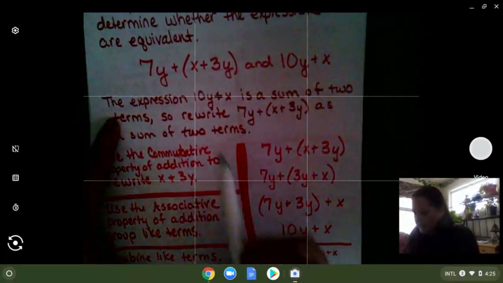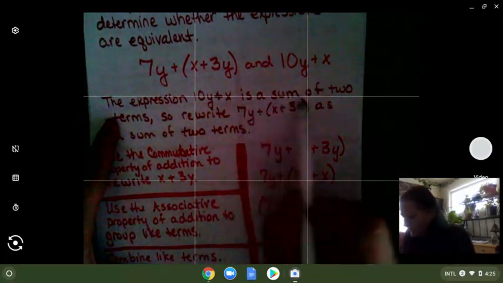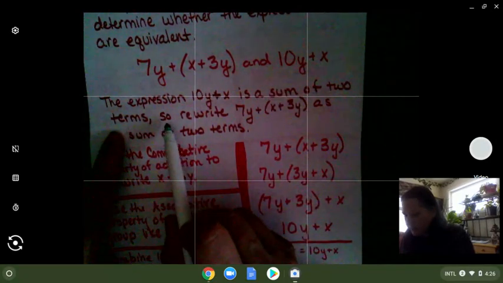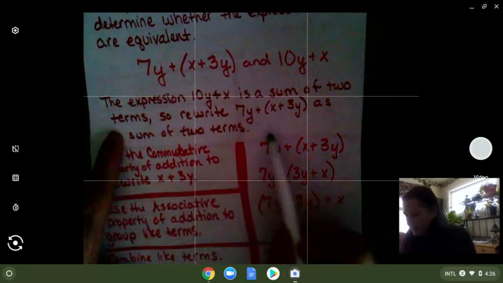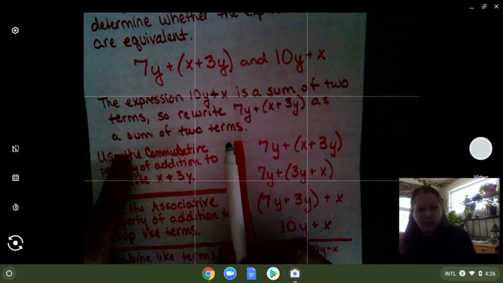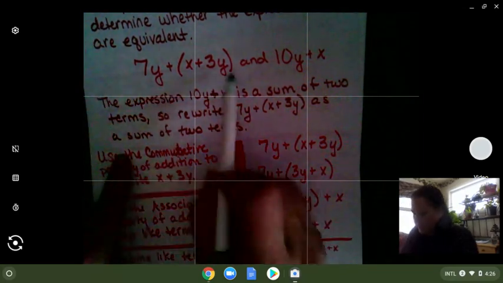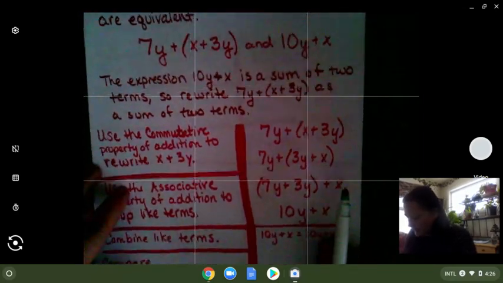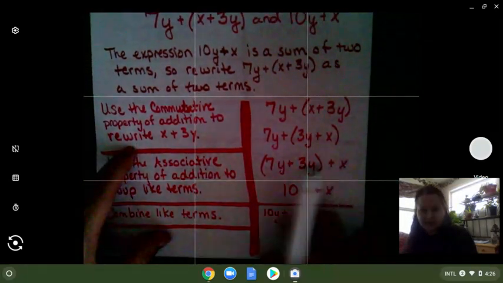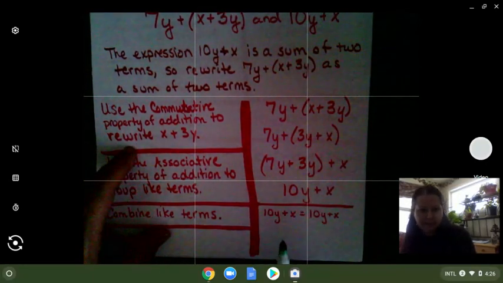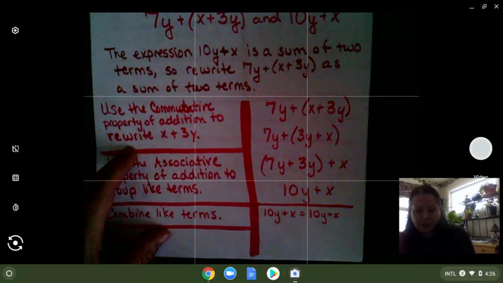The expression 10y plus x is a sum of two terms. So we want to rewrite this one as a sum of two terms also. All right, so we're going to rewrite it. We write it down just like this. Then we're going to use our properties again to change things around and make it as small as possible and combine so that we can get it into just two terms like the other one.